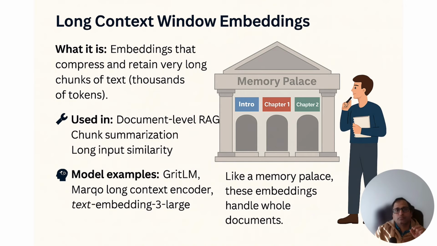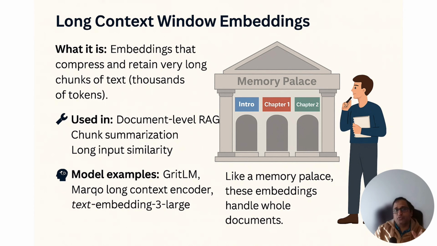Now lastly, let's talk about long context window embeddings, designed to handle very large chunks of text, sometimes thousands of tokens long. Traditional embeddings often lose context if the input is too long, but these models can compress and retain the full document, preserving the meaning across the introduction, the chapters, and the conclusion, like building a memory palace that stores the structure and ideas of the entire document. These embeddings are ideal for document level RAG, chunk summarization, and similarity comparisons across long inputs.